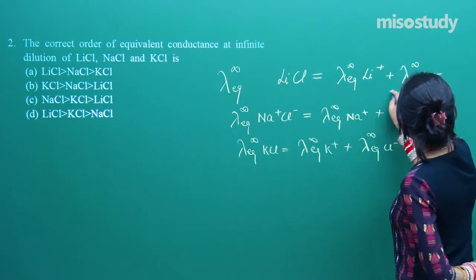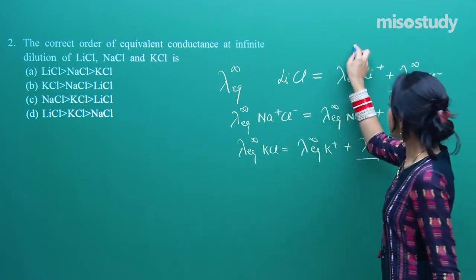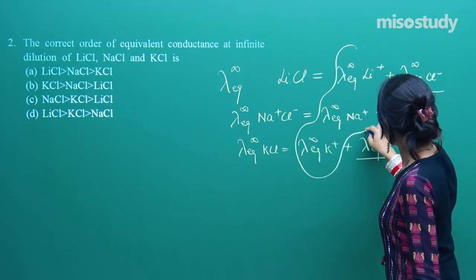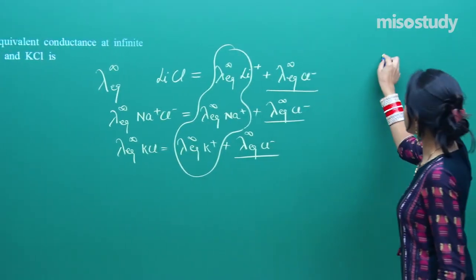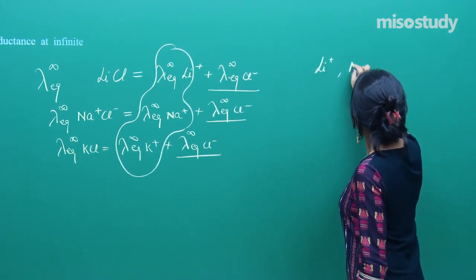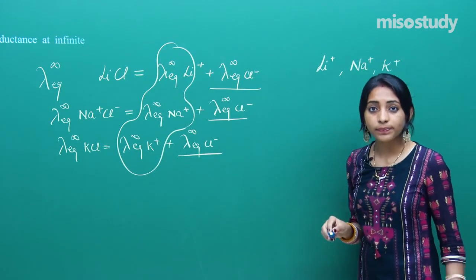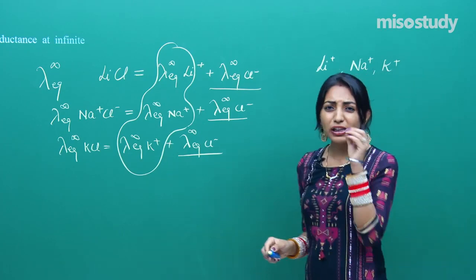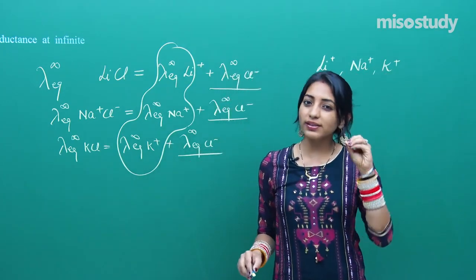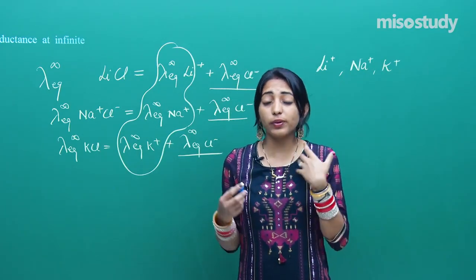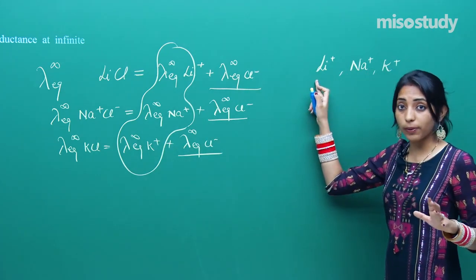So you need to compare the lambda EQ infinity value for all the three salts. See, this part is the same for all of them. So the deciding factor is this part, right? We need to decide on the basis of Li plus, Na plus and K plus. Now please do not say, ma'am, lithium is the smallest in size, then sodium and then potassium, so the one which is smallest in size will quickly move. So lithium should be moving very fast, and lambda EQ infinity of lithium should be maximum.